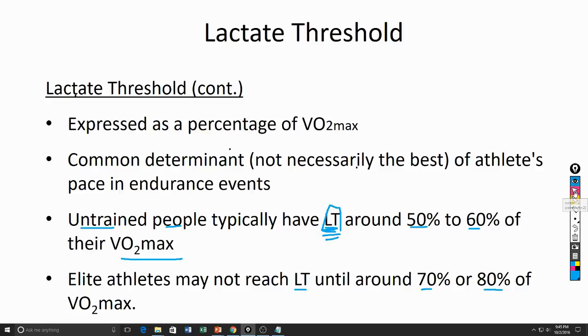It's not necessarily the case that you're going to be a better athlete in that case. It's just often seen.